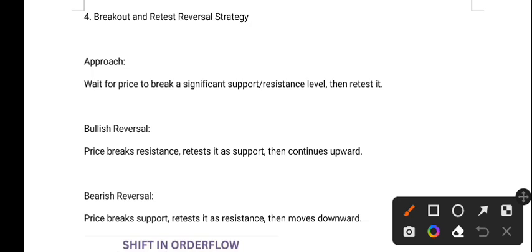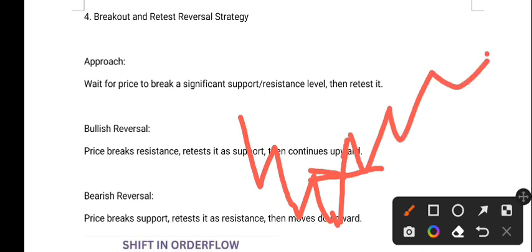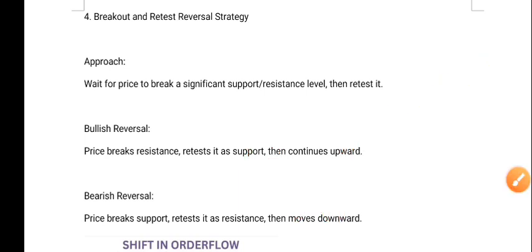Let's see what it is trying to say. This is a downtrend, and then they are saying bullish reversal. So price tends to break what? Resistance. This is resistance, and then retest it as what? Support. It's saying that. Then it continues upward. That's what it means. So you see that it breaks that one.